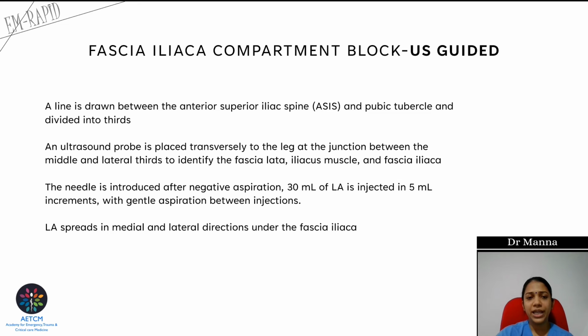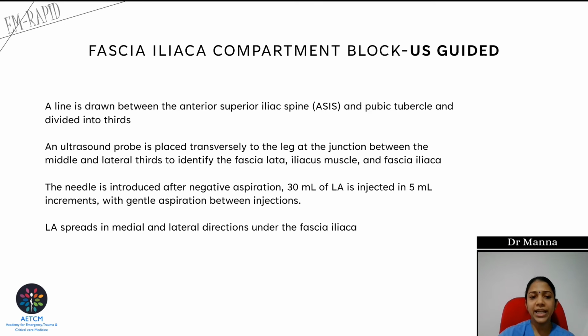In order to give the fascia iliaca compartment block under USG guidance, we should first draw a line from the anterior superior iliac spine to the pubic tubercle, and we will divide it into three. The ultrasound probe is placed transversely to the leg at the junction between the middle and the lateral third to identify the fascia lata, the iliacus muscle, and the fascia iliaca. So we will be identifying both the fascias and the iliacus muscle, which is lying below both fascias.